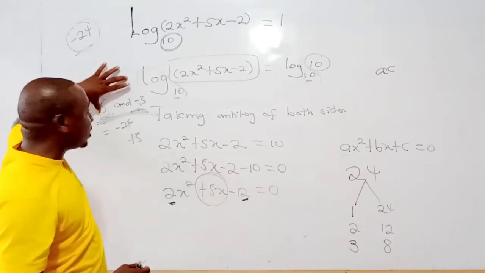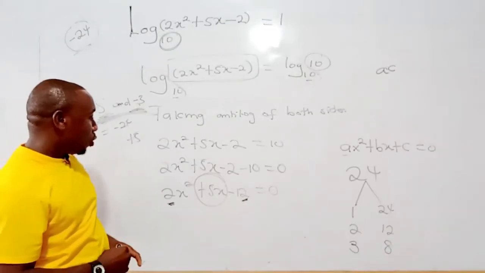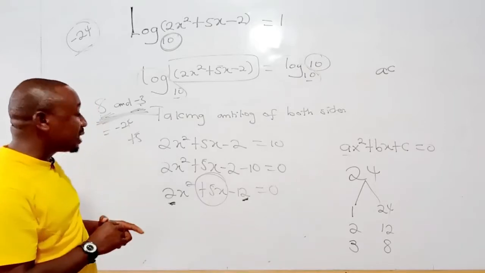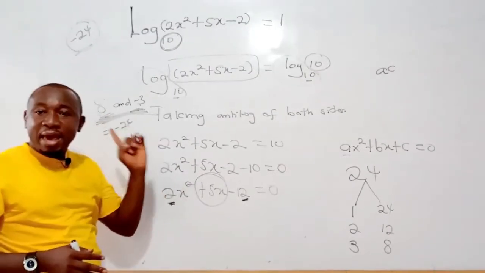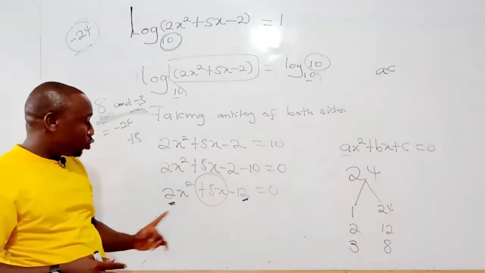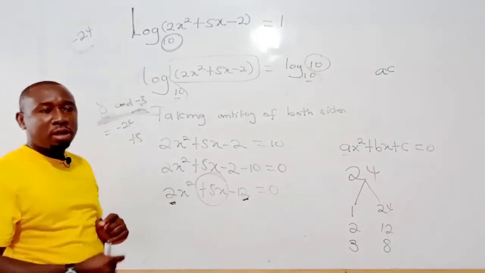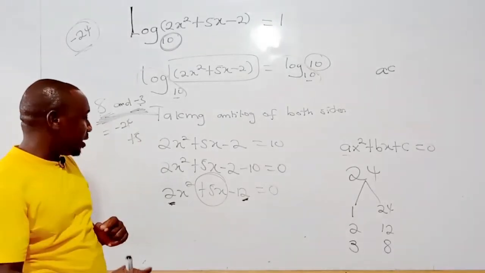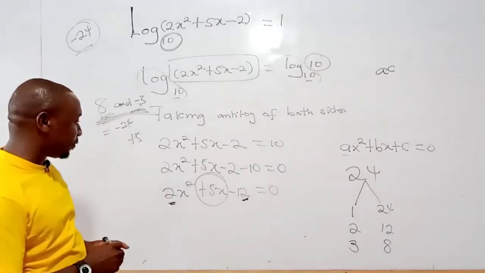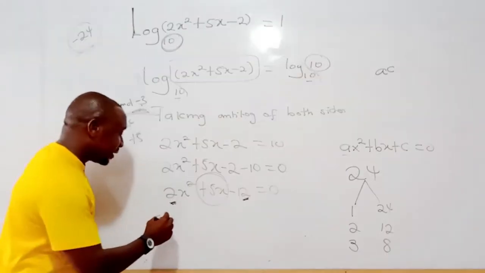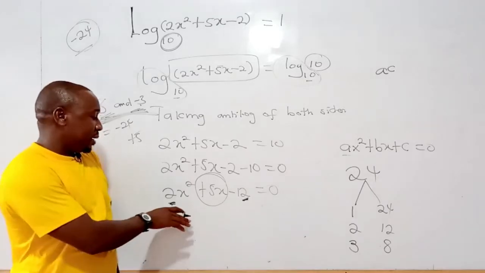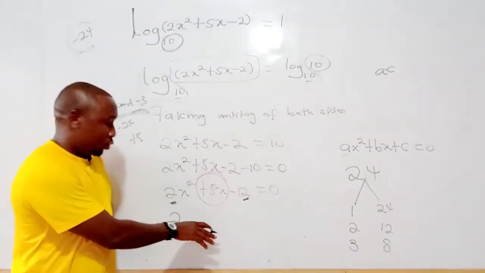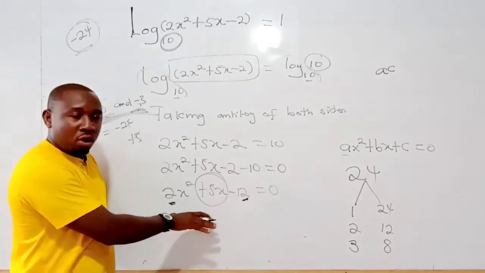Split it into 2 by using these factors. What do I mean by split it into 2? Split it into 2 is in such a way that when you add 8 and negative 3, you get positive 5, and when you multiply 8 and negative 3, you get negative 24. And this should be the expression on the next level.